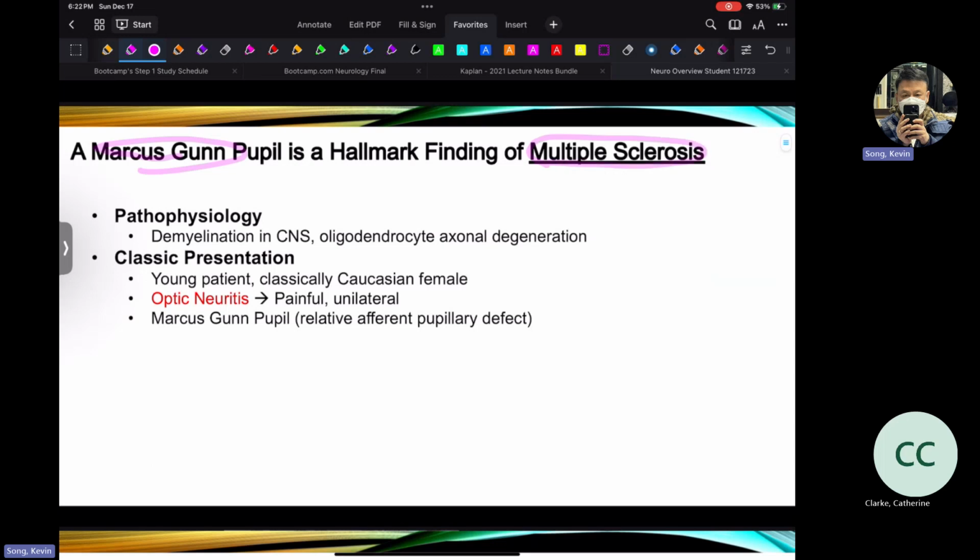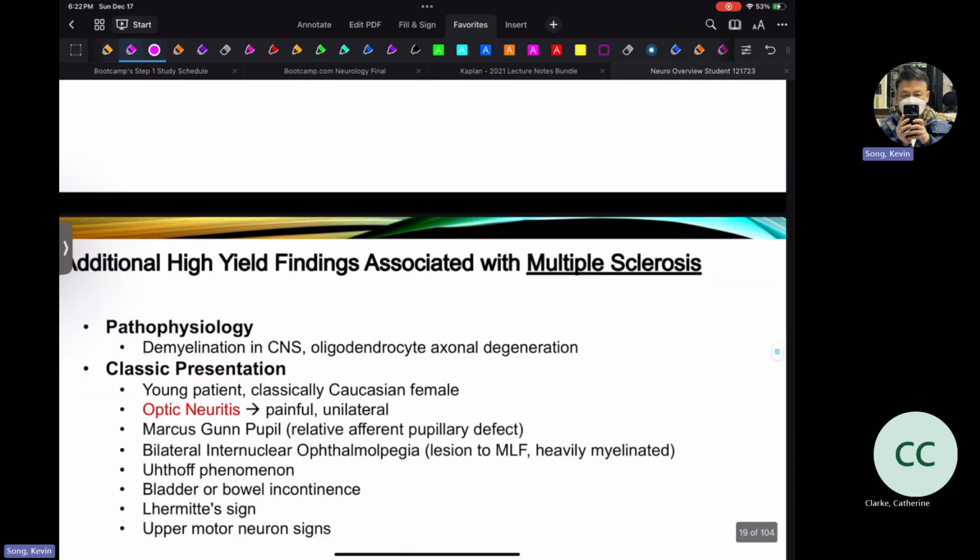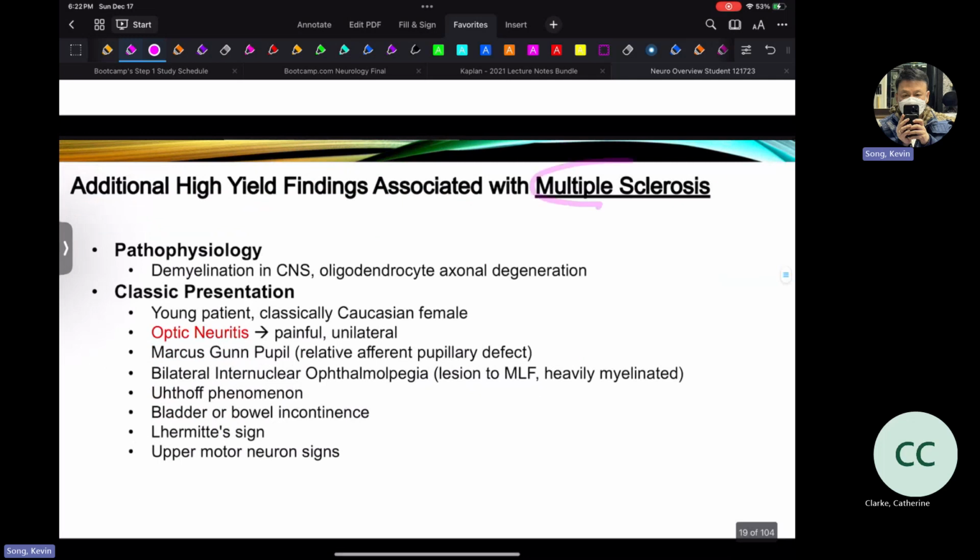Multiple sclerosis, you remember this one? Young female, especially a young white female, optic neuritis, and this is painful, and usually unilateral. Marcus Gunn pupil.